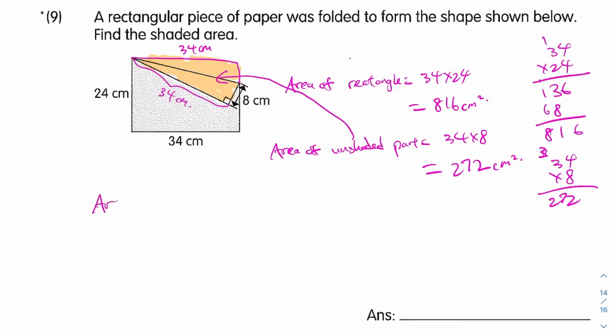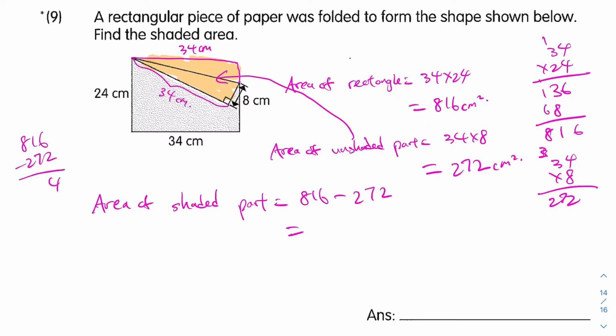So to find the area of shaded part, it would be 816 minus 272 would give you 544 square centimeters. Okay, so the shaded part, which is, I'm just going to shade this green here, this whole part here is 544 square centimeters.